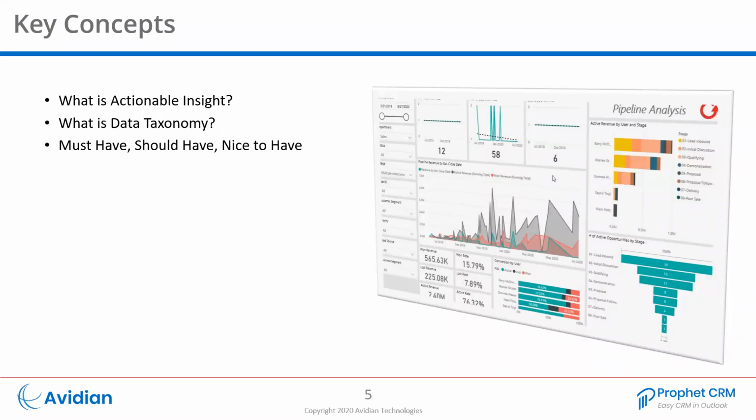What do you absolutely need to have a good record, a contact, a company, an opportunity? We're going to get into that more. What should you have if you can get it, and what would simply be nice to have? All right, so you kind of organize your thinking in terms of data collection, starting with what you must have.